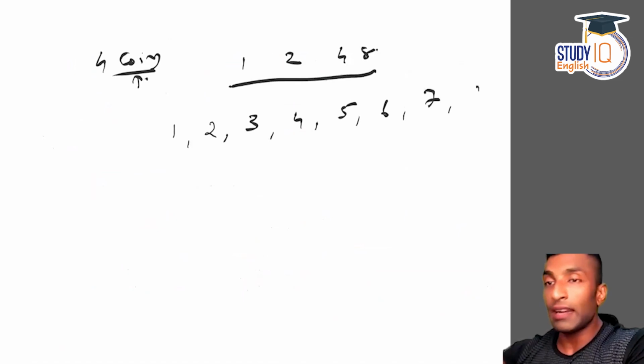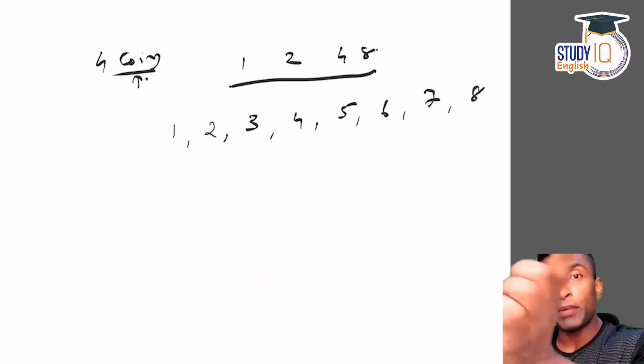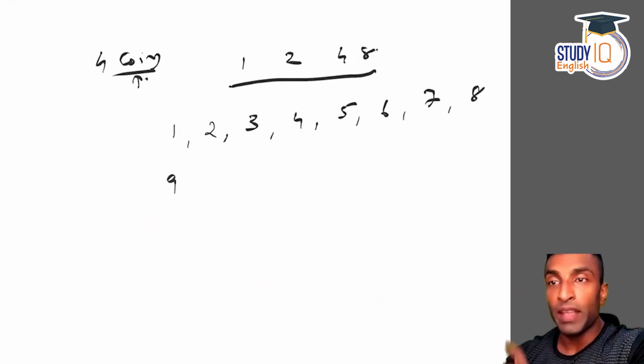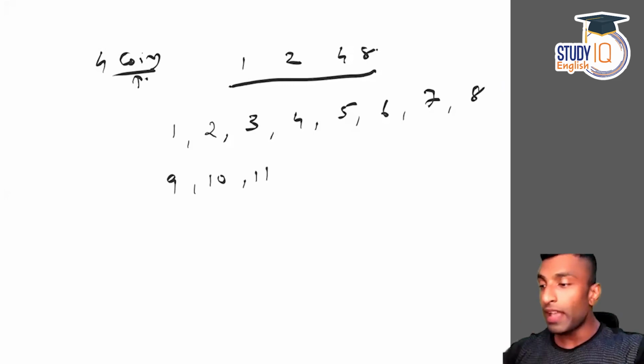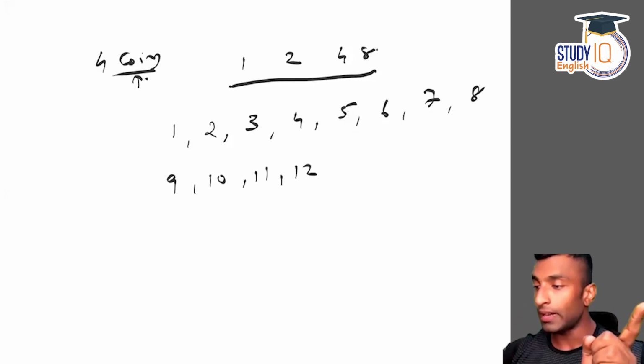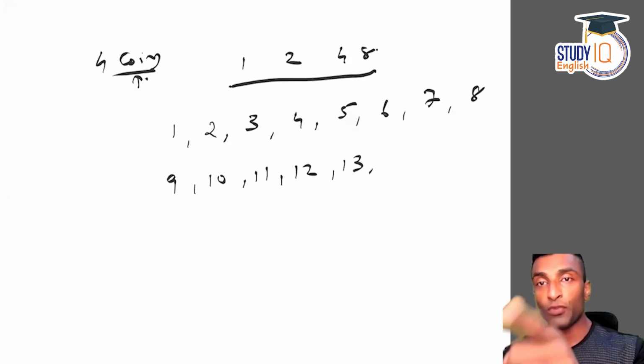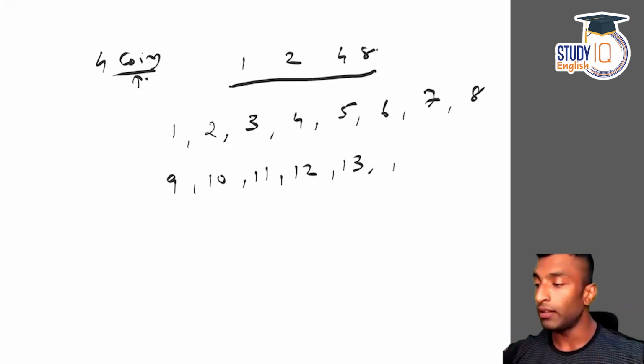Then 8 directly I can take. 8 plus 1 I can get 9. 8 plus 2 I can get 10. 8 plus 2 plus 1 I can get 11. 8 plus 4 I can get 12. 8 plus 4 plus 1 I can get 13. And then 8 plus 4 plus 2 I can get 14. And then all together I can get 15.